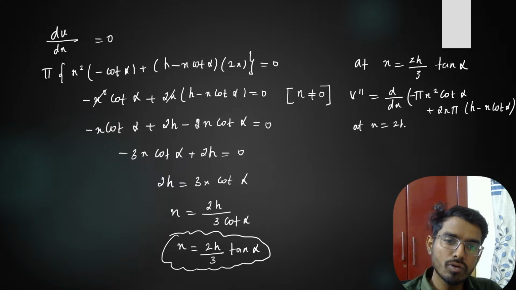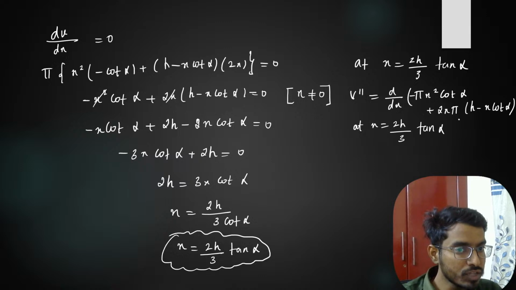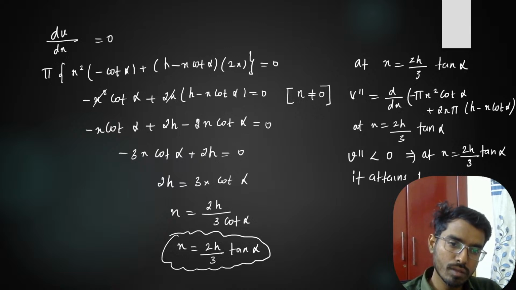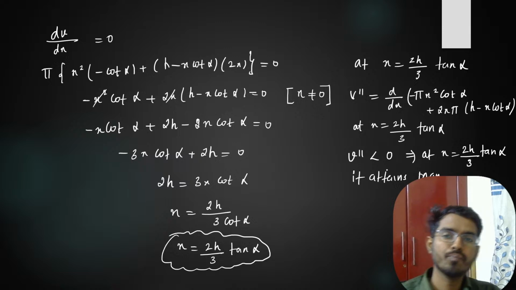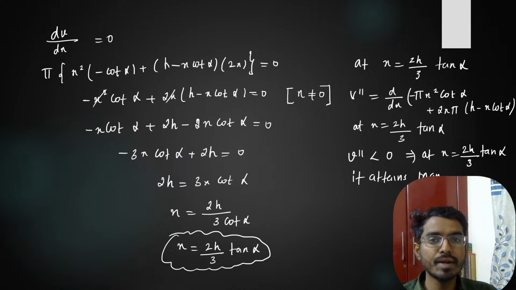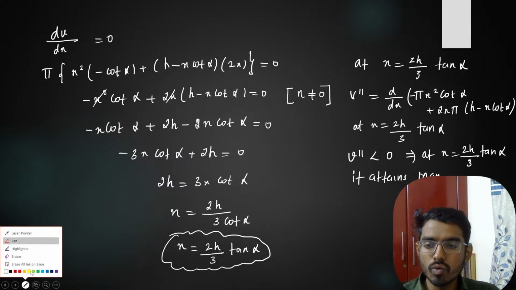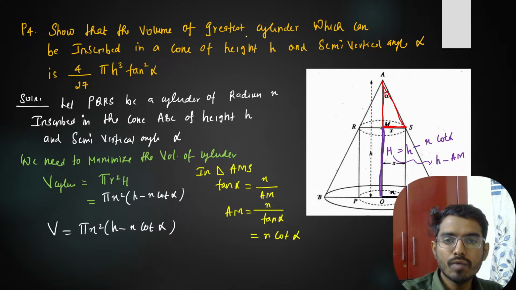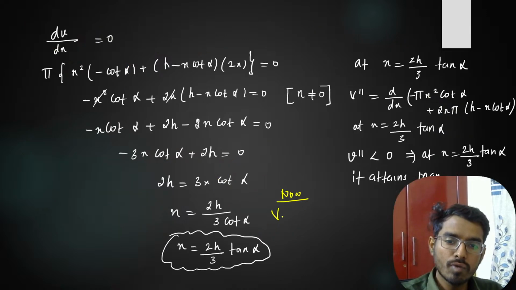At x is equal to 2h by 3 tan alpha, when you differentiate and then substitute, you will get v double dash to be less than 0. That means at x is equal to 2h by 3 tan alpha, it attains the maximum value, right? So now what is the volume of the cylinder? What we need to show is that the volume of the greatest cylinder is this.